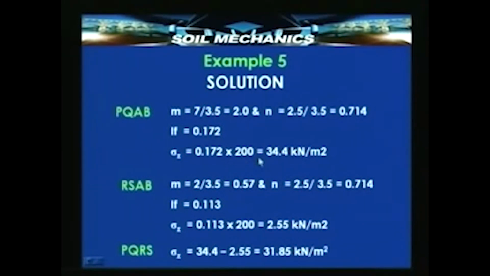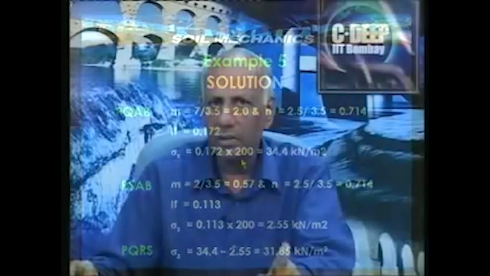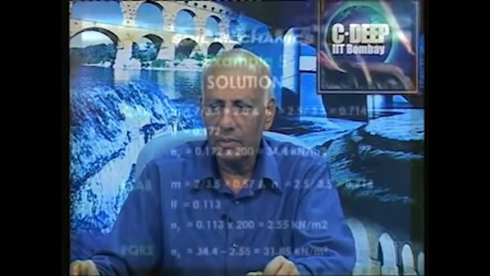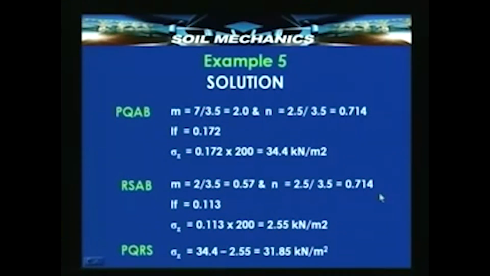We do not multiply this by either 4 or 2 because the rectangle is only one, and we are determining the stress below one of its corners. Now, RSAB is similar. M will be this much, N will be 0.714, and the corresponding influence factor from the table would be rather 0.113, and sigma z will be 2.55. We note here that because there is only one rectangle involved in this as well as this, we are not multiplying this by either 2 or 4, we are only multiplying it by 1, and that is implicit, and that is why it is not mentioned.